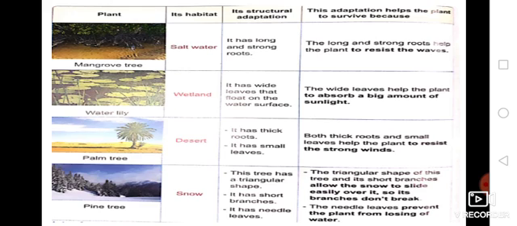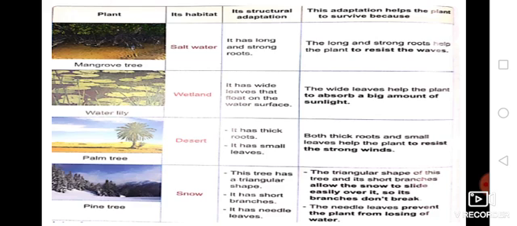Plant number 4 till now is the water lily. The water lily lives in the wetland. It has wide leaves that float on the water surface, covered with a waxy layer to protect the leaves from the water. The waxy layer protects the leaf from the water, and the wide leaves absorb a big amount of sunlight.